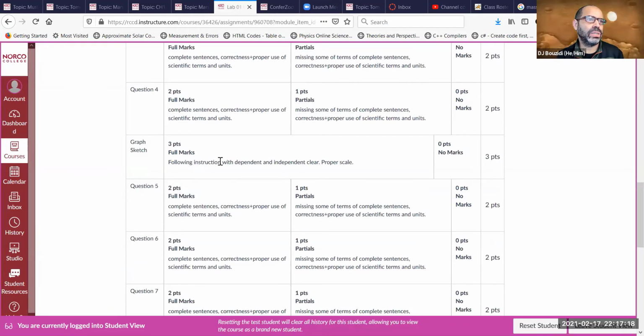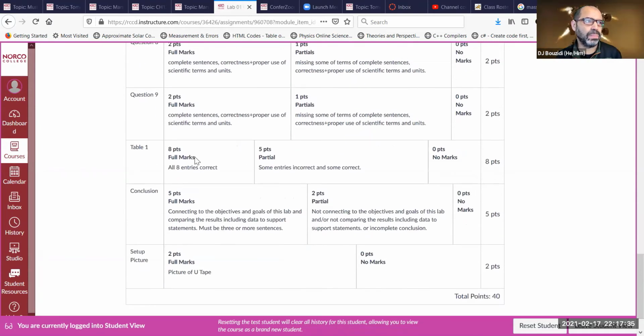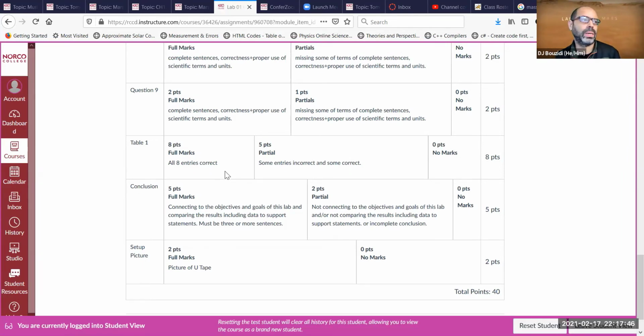Again, sketches in this case, for this particular one, it's worth 3 points. Usually graphs are worth about 6 points. Okay, there is no graph in this one. It's just a sketch of your setting in here. And then more questions, a table depending on the number of cells. In this case, it has 8 points, okay, for all 8 entries. You miss some, you get this much. You miss completely, and this is how much you get.